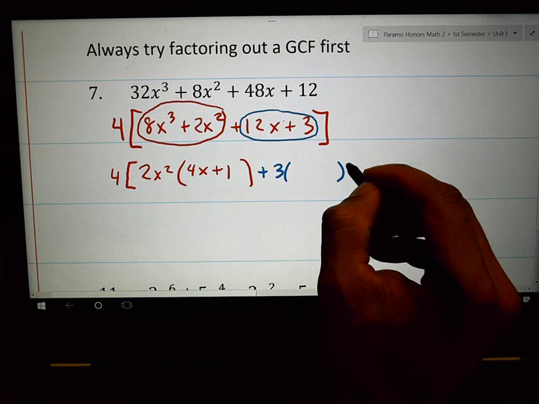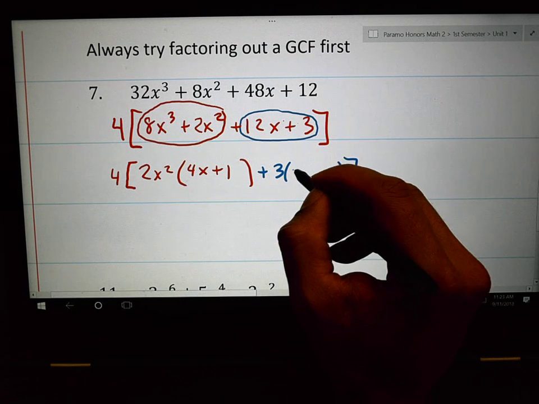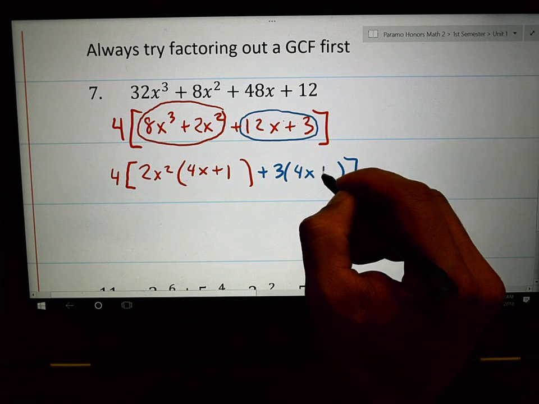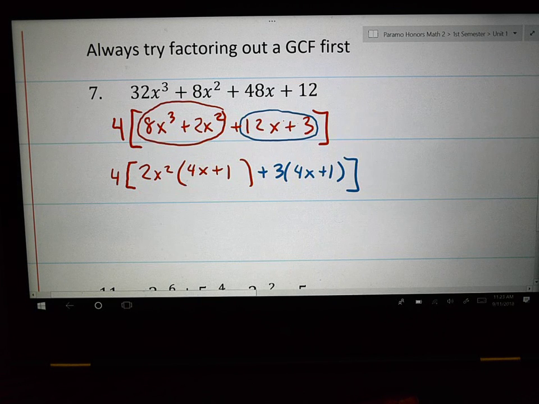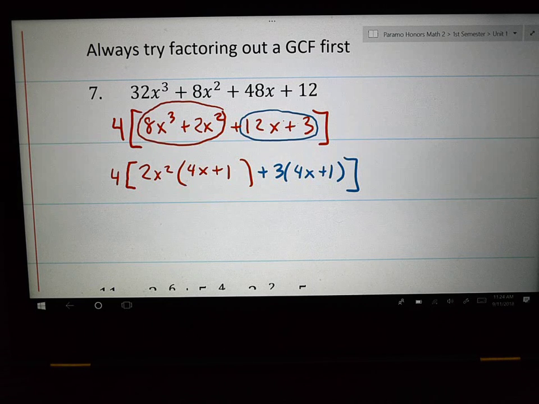There's parentheses, and then there's a bracket. What goes inside the parentheses? 4x plus what? Do the 2 groups of parentheses match? Yes. By the way, that is a good checkpoint for you. If they don't match, you're doing something wrong. If it doesn't match, you've either not pulled out the right GCF, or you've made a simple algebraic mistake, like maybe you thought 3 times 3 was 6. That happens a lot. I see that often, okay?